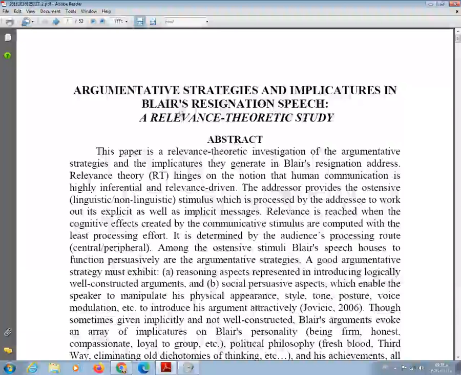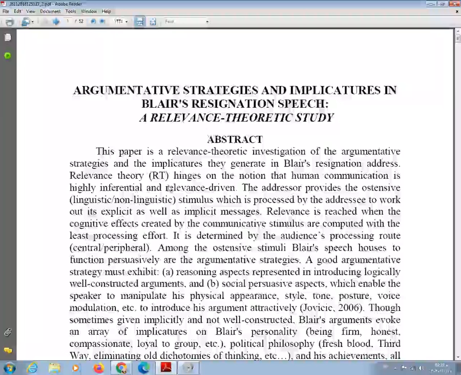And then we have Blair's resignation speech. First, we're gonna see something about Prime Minister Tony Blair, who took office in 1997, and he stayed in office for a decade, for 10 years, and then he resigned in 2007. We're gonna talk about him, and we're gonna talk about the resignation speech as a genre of speeches, and as a genre of political discourse in general. And then we're gonna talk about all these things from the perspective of relevance theory. And relevance theory is a linguistic theory that has been proposed by two scientists, linguists. We're gonna see them later on.